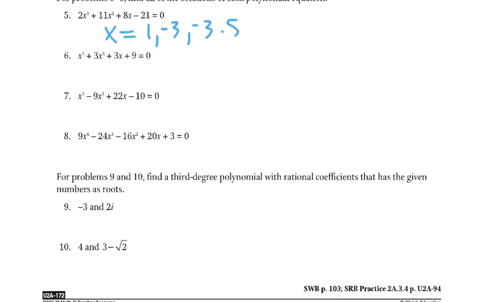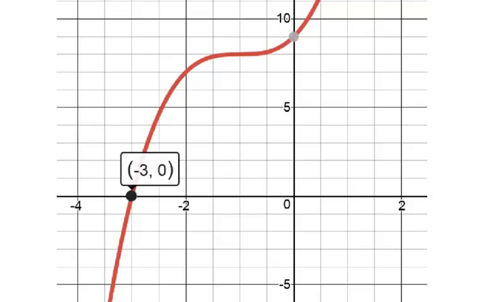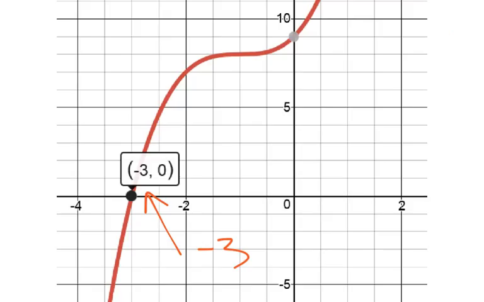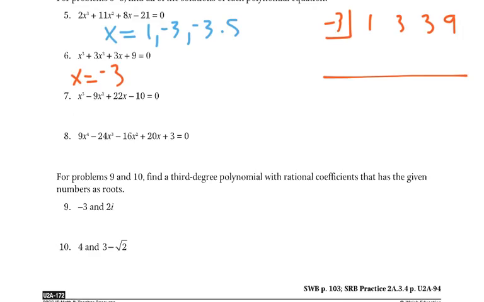Okay. So this is x cubed plus 3x squared plus 3x plus 9. So we do that one, and we notice we have one rational root, negative 3. Okay? So we know that x equals negative 3. Now we can use synthetic division to help simplify this. Okay? And then we can use quadratic formula most likely because we know the rest are going to be imaginary.